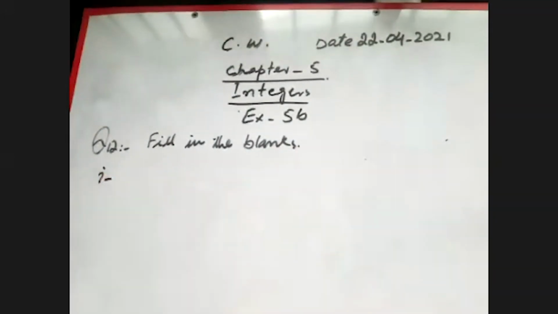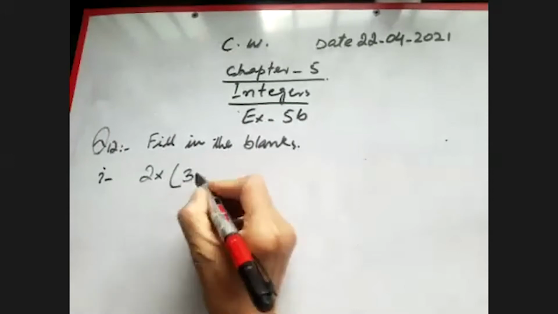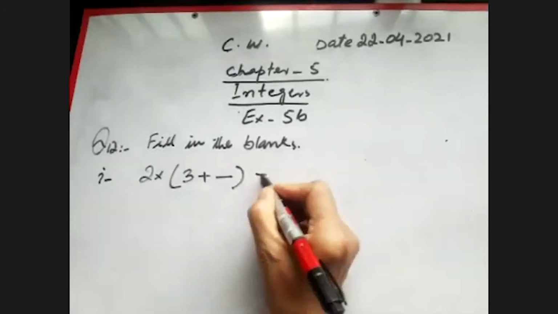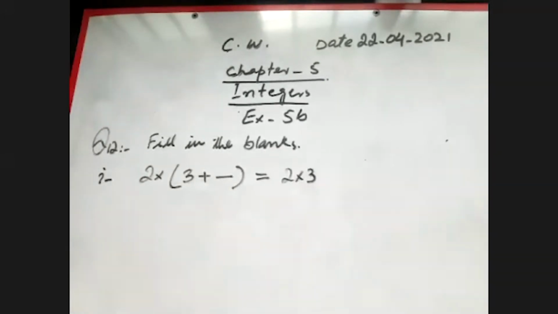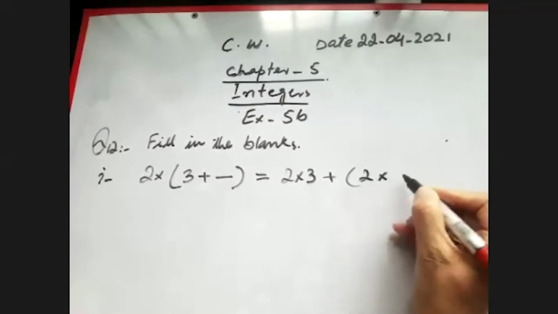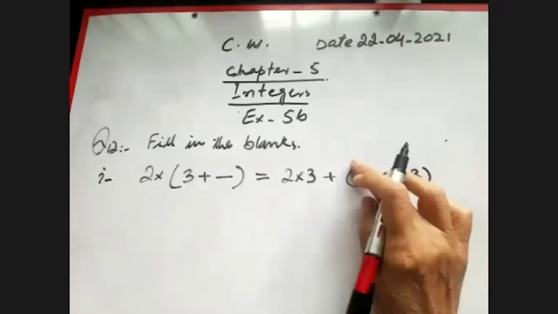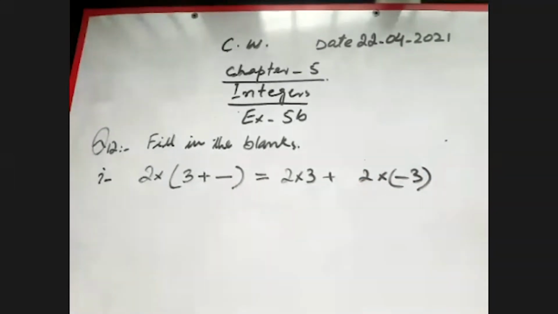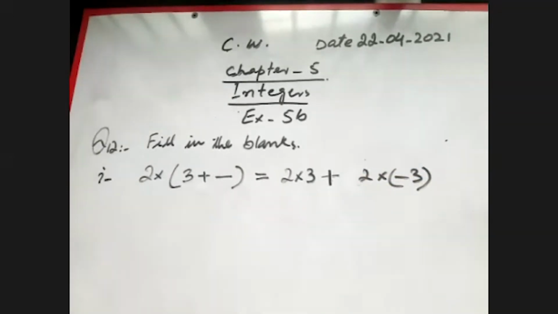The first one is: 2 multiplied by, in the bracket, 3 plus dash, equals 2 multiplied by 3 added to 2 multiplied by minus 3 in the bracket. You can put a bracket here. So which property is this? The distributive property of multiplication over addition.